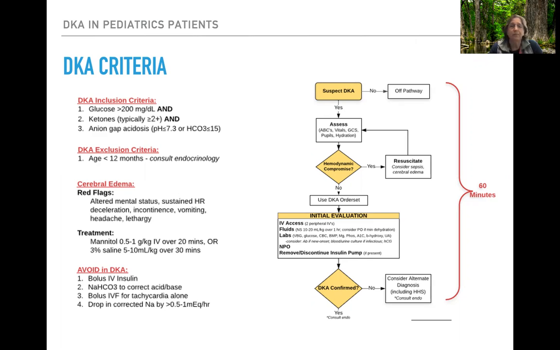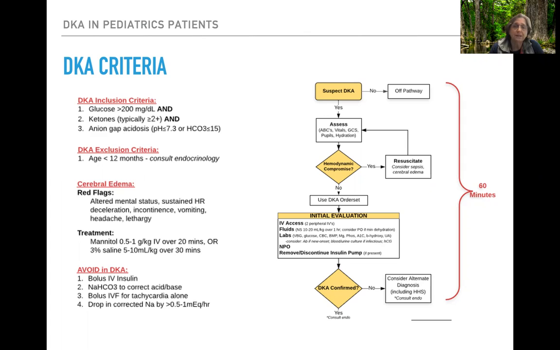How do we treat it? In the short term, we want to use mannitol over 20 minutes, and that will very rapidly diurese the patient, whereas 3% saline is a little bit slower, and that's generally what is used for the long term up in the PICU. So that may be a continuous infusion for a while.